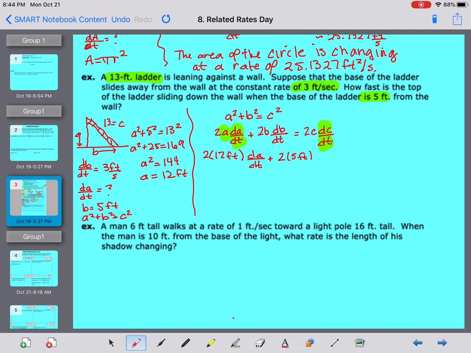Our dB/dt was 3 feet per second. That's going to equal 2 times our 13 feet. And then the dC/dt. Well, C is in fact our ladder. So the question becomes, is the length of the ladder changing? Just think about that. Hope you realize that the ladder is not changing. It shouldn't change. It's sliding. It should be a fixed value.